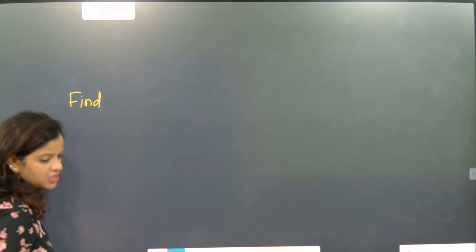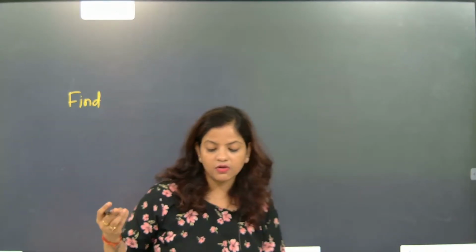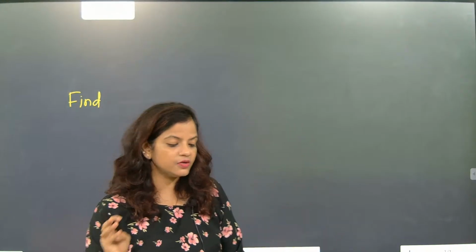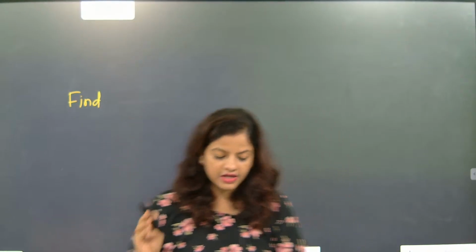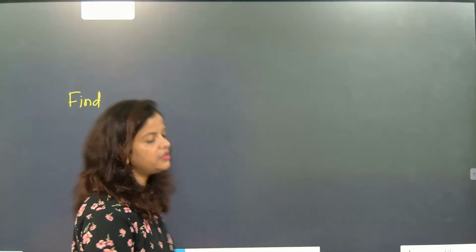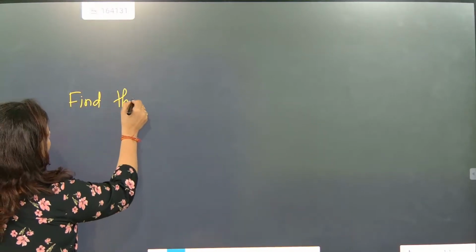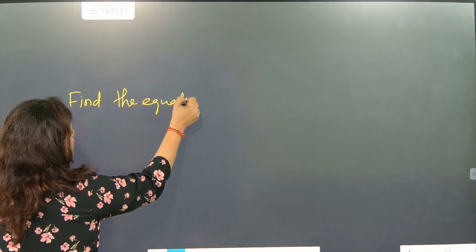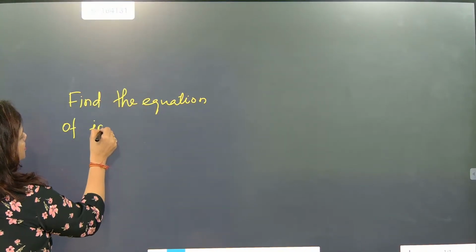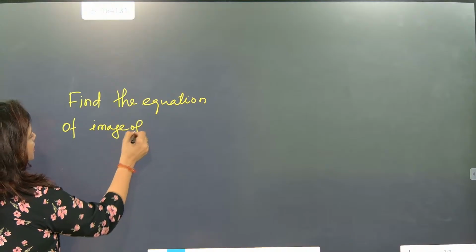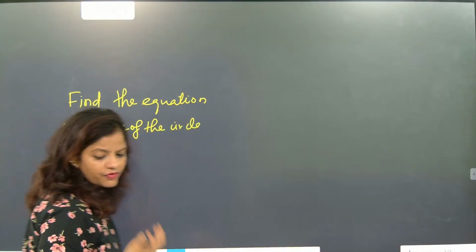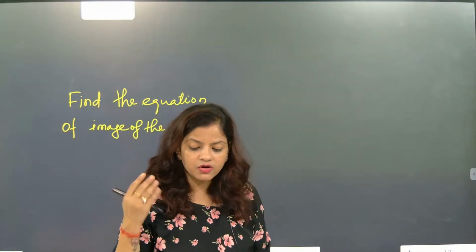It is an image related question. In straight line also we solved one image related question. Here also we are going to solve one image related question. Find the equation of the image of the circle. Not the original circle, beta. We have to find the equation of the image of the circle.